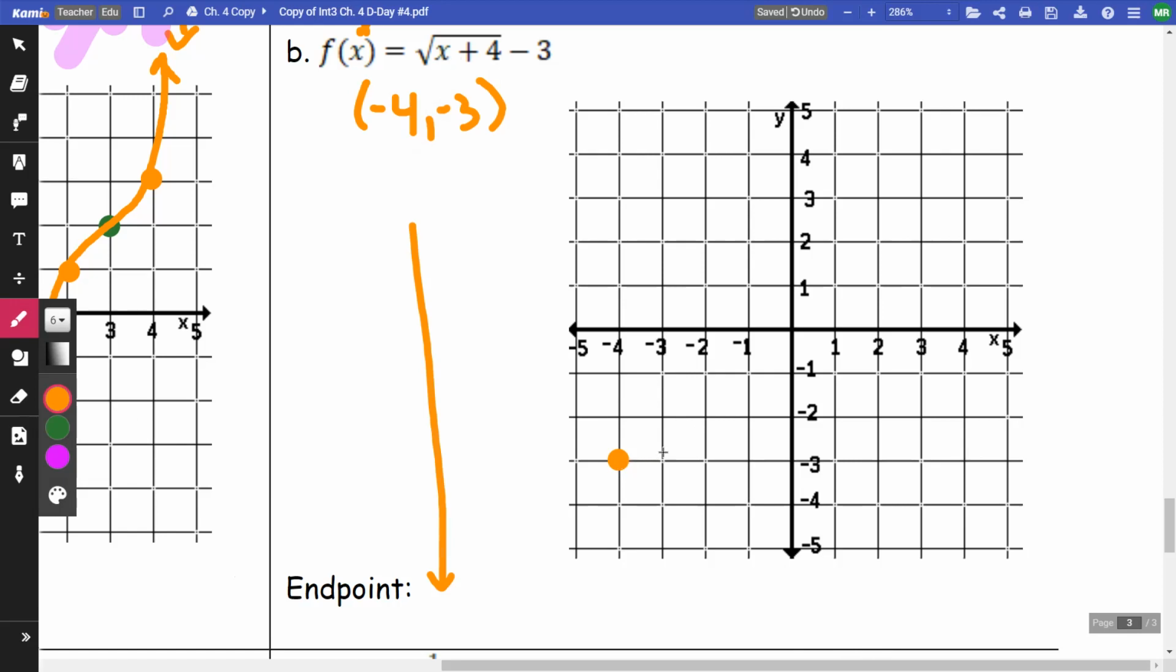So if I go out 1, the square root of 1 is 1. The next nice one is 4, so I'm going to go out 1, 2, 3, 4, and the square root of 4 is 2. And then the next nice one would be 9, so 4, 5, 6, 7, 8, 9. The square root of 9 is 3. And then I can connect it. It should be half of a sideways parabola.